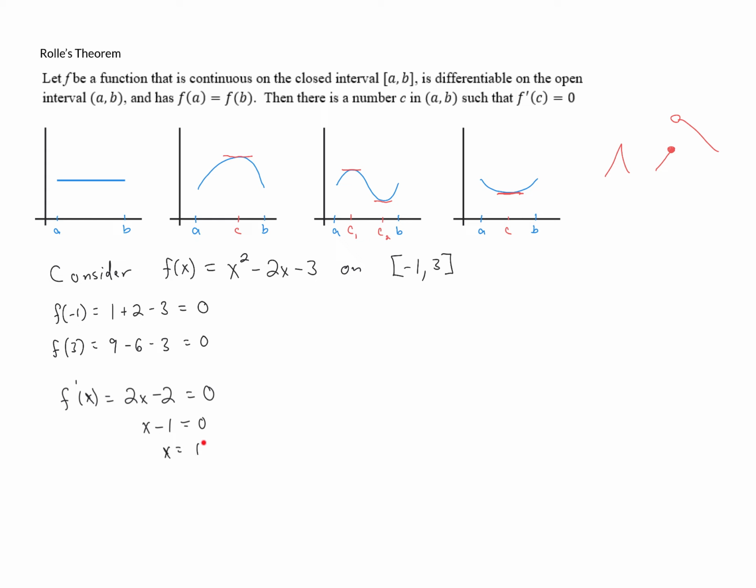So when x equals 1, the derivative is equal to 0. And so that is the value of c in that interval. c equals 1, that is the number that satisfies Rolle's theorem. This is just a small theorem, and it's leading up to what's next, a little bit bigger, the mean value theorem.